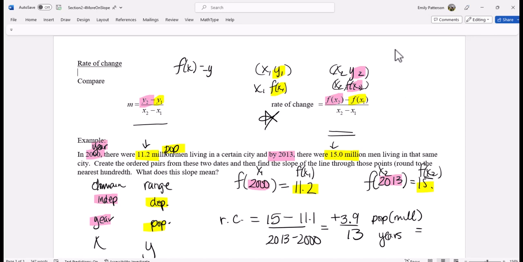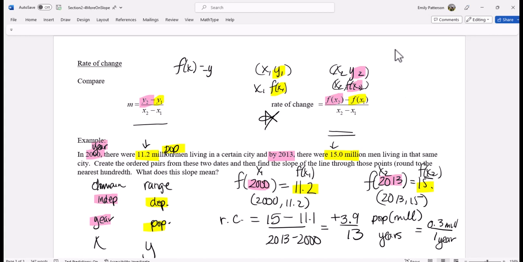Or if we divide it out for that unit rate, we get 0.3 million in the population over every 1 year, just dividing it out. So when it's saying create the ordered pairs, so we did, and again we can create this one to be 2000, comma 11.2, and we can create this one to be 2013, comma 15. And then we found the slope. So the slope is 0.3 million per year. So that is what the slope means.